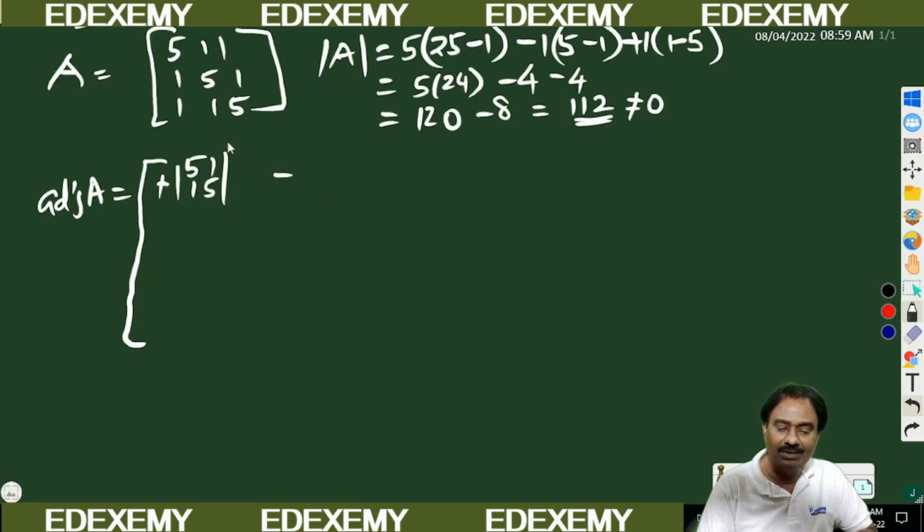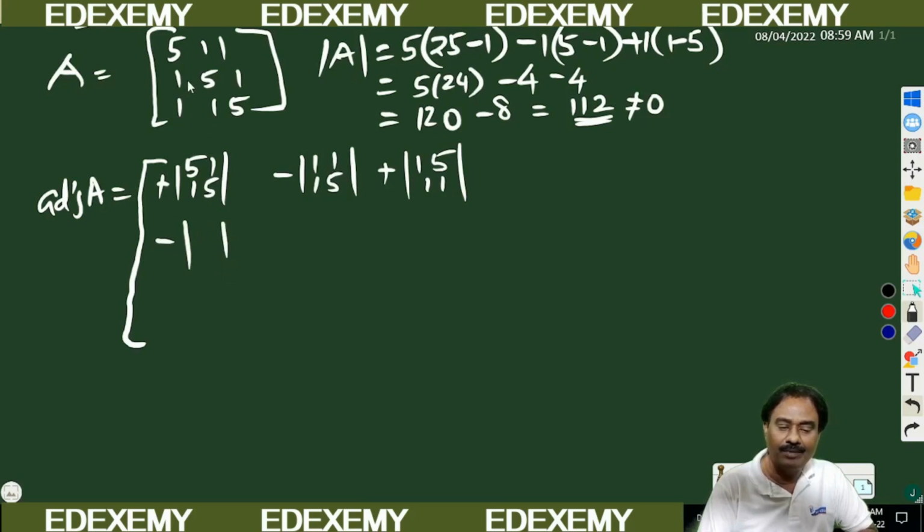For the next, minus, plus will become minus. 1, you leave that row and column. The remaining numbers will form the determinant of 1 1 1 5. Okay. The next plus sign, minus will become plus. You have to leave that row and column. You will get determinant of 1 5 1 1. Okay. Now we will find for all these elements similarly. 1 here, minus, plus will become minus.